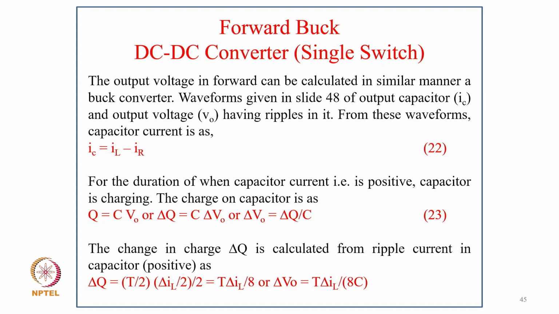So for the duration when the capacitor current is positive, the capacitor is charging, therefore the charge on the capacitor is Q equal to CV0, or delta QC equal to C delta V, or delta V equal to delta Q upon C. So the change in charge delta QC is calculated from the ripple in the capacitor by delta Q equal to T by 2 into delta IL upon 2, divided by 2, or equal to T delta IL upon 8, or delta V0 equal to T delta IL upon 8C.